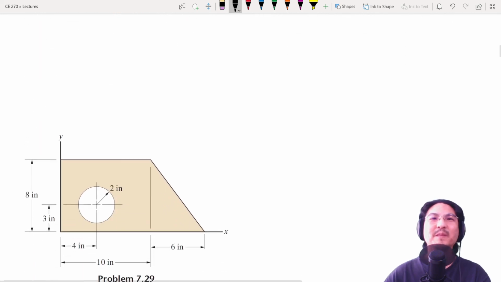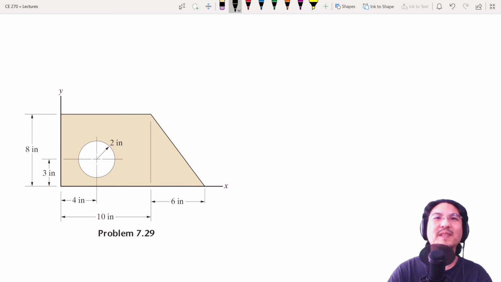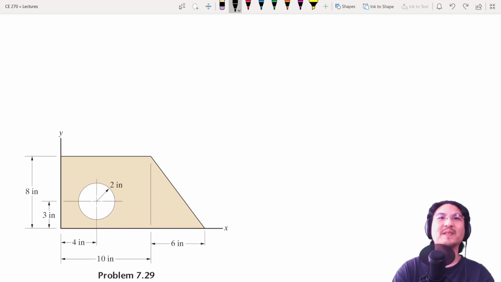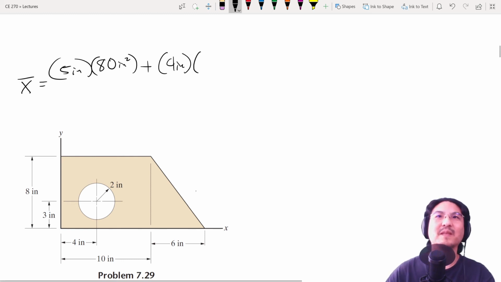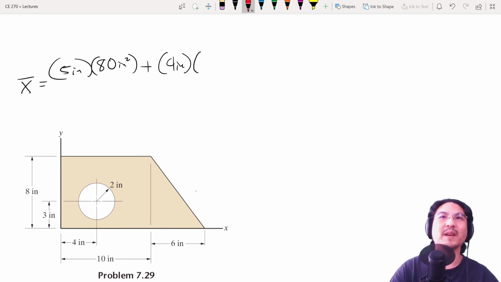Okay, let's try another example. Oh, what happened over here? There's a cutout. So for a cutout, you just treat it as having a negative area. That's all. So for example, let's say we want to find x. I'm going to just start plugging in numbers to explain quicker. For the rectangle, the x component is in the middle, so 5. And then the area of the rectangle, 8 times 10. Now for the circle, the centroid is 4. But it's a cutout, so the area is negative pi r squared. r is 2 inches, right?